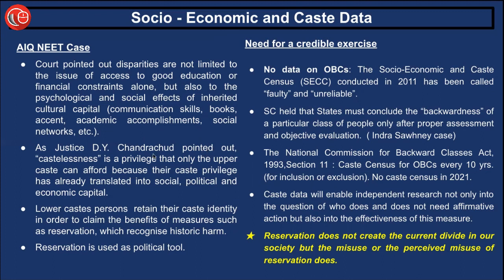As Justice D.Y. Chandrachud pointed out, castelessness, that is, not opining for any particular caste, is a privilege that only the upper caste can afford, because their caste is not giving them any benefit in the current situation. Yes, of course, in previous times it did, but now it does not really help them a lot. So this castelessness can only be afforded by people from the upper caste, because the people from the so-called lower caste, that is, the castes that had suffered a lot of societal discrimination, take the privilege of their caste because it actually gets translated into social, political, and economic capital. So lower caste persons retain their caste identity in order to claim the benefits of measures such as reservation, which recognize historic harm. Definitely they need such gestures or implementations to come forward and walk shoulder to shoulder with the other castes of society.